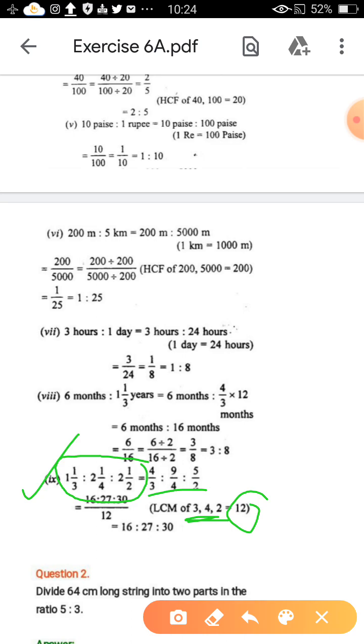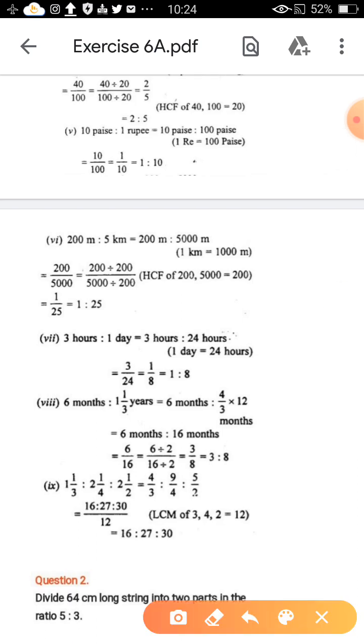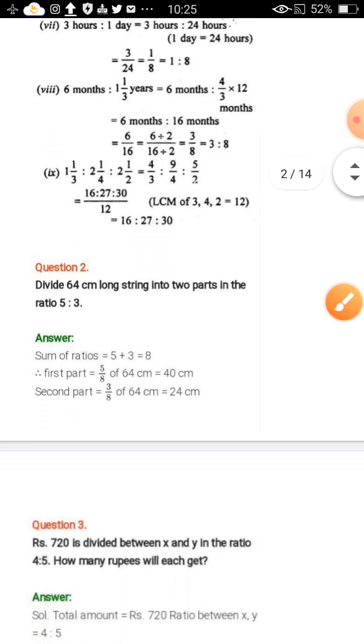Okay, so how will you get it by multiplying? Otherwise you can use a different way also. By which number can you multiply 4 upon 3 to get 12? 4. So 4 fours are 16. Then 9 threes are 27, and 5 sixes are 30. So your answer will be 16 is to 27 is to 30. Okay, now see the next problem.